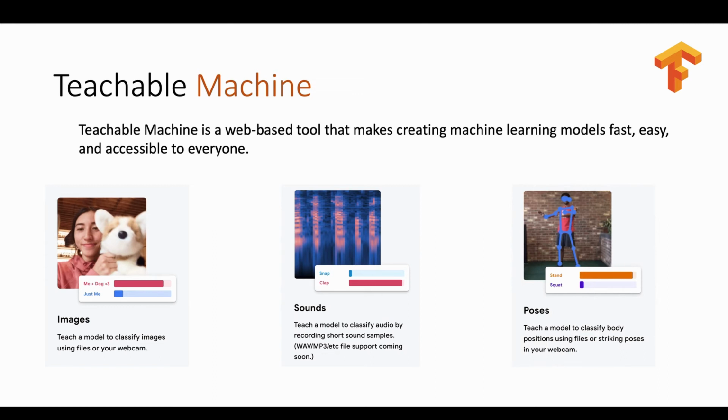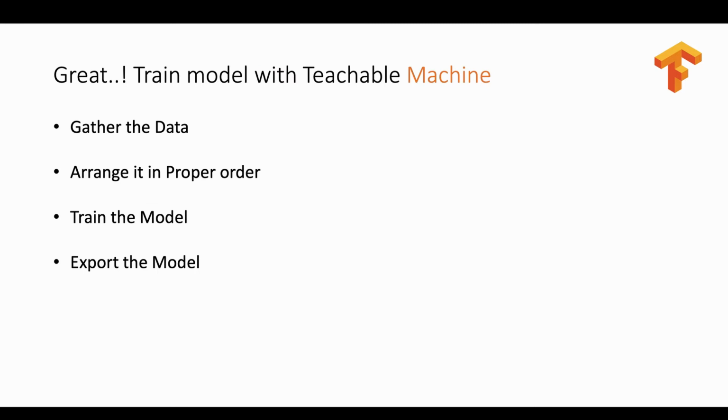So in this video, we will work with a classification problem. For this application, I chose an image project. Great. So how can I train a model with Teachable Machine? Well, it's pretty simple. All you need is an idea about what you want the application to do. To train your model, first you need to collect your data, which means you have to gather your data. Next, arrange your data in a proper order. Next, you have to train your model, and finally you have to export the model.